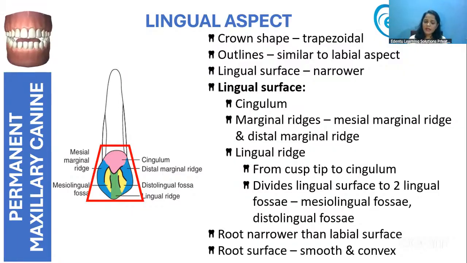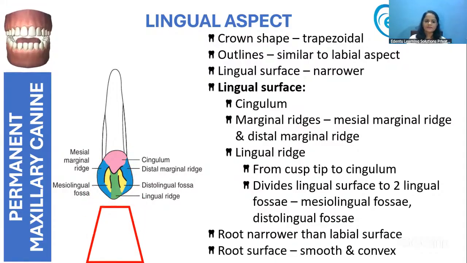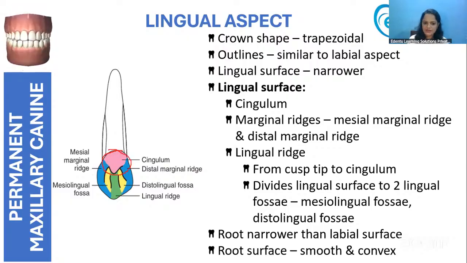But where the difference comes is that the lingual surface is usually a little bit narrower, and there are other structures present on the lingual surface, like the cingulum. We have a prominent cingulum at the palatal aspect with two marginal ridges. What are ridges? Ridges are linear elevated areas. Near the cingulum, you will be able to see two marginal ridges: one is the mesial marginal ridge and the other is the distal marginal ridge.